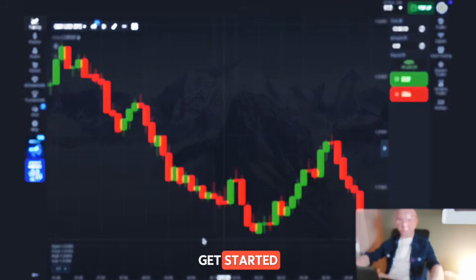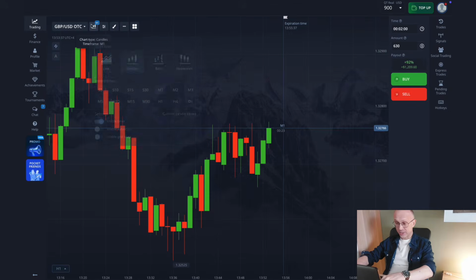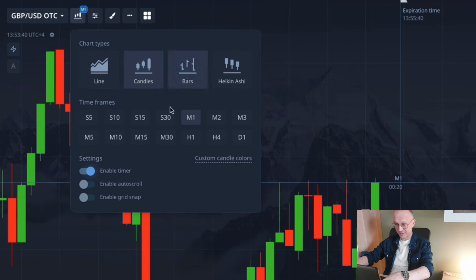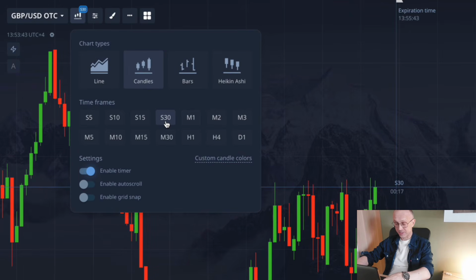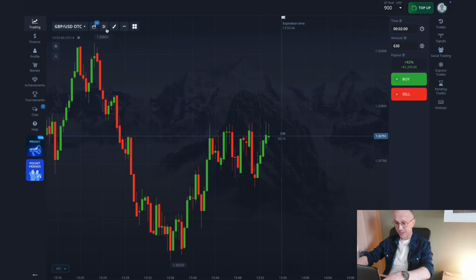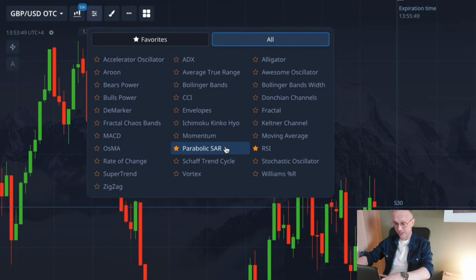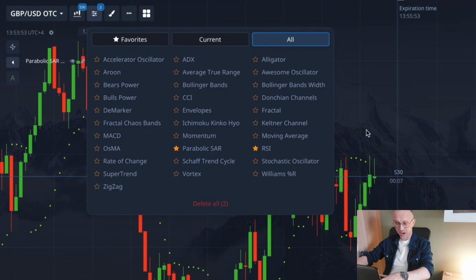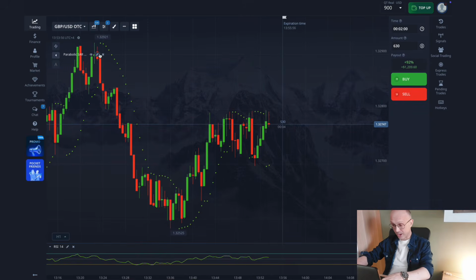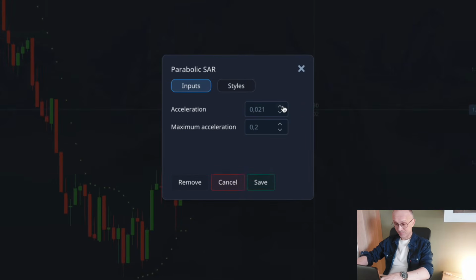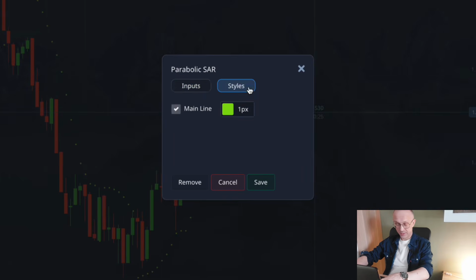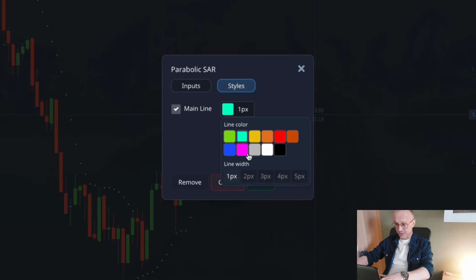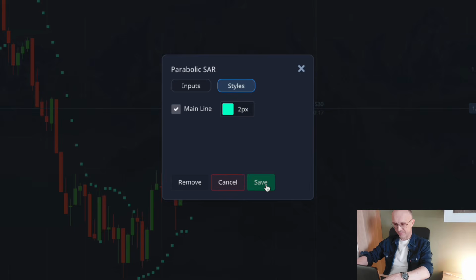So let's get started. First, let's prepare the tools for work, shall we? I'm setting classic candles and the time frame is 30 seconds. Let's go to the Indicators tab and select the Parabolic SAR and the RSI. Let's configure the Parabolic SAR first. Set acceleration to 0.03. Set maximum acceleration to 0.3. And in style, let's change the color to turquoise and the width to 2. And save.